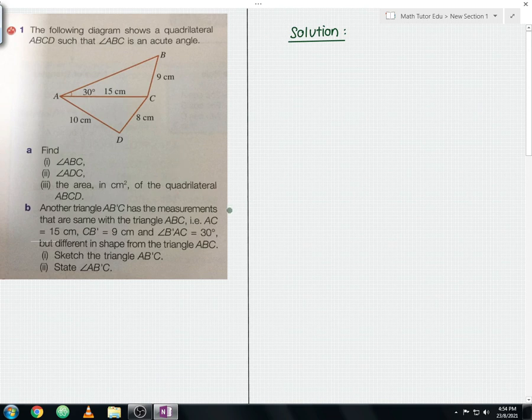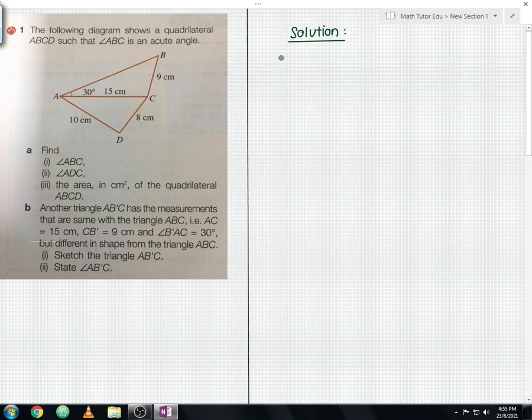Continue to read the question part B. Another triangle AB prime C has the measurements that are same with the triangle ABC, which is AC is equals to 15 centimeter, CB prime is equals to 9 centimeter, and angle B prime AC is equals to 30 degree, but different in shape from the triangle ABC. So the question asks to sketch the triangle AB prime C and state the angle AB prime C. So this is the overall question.